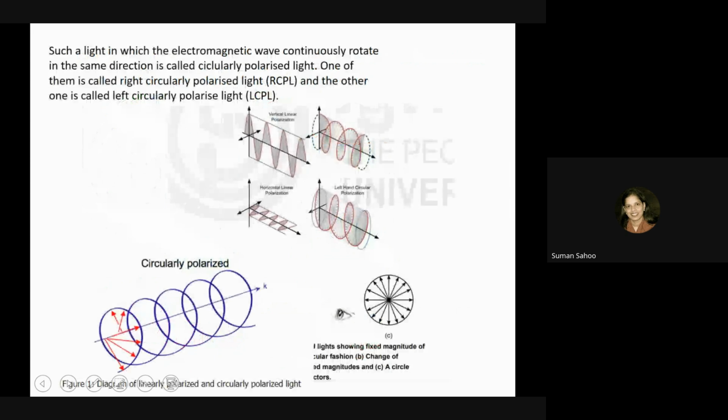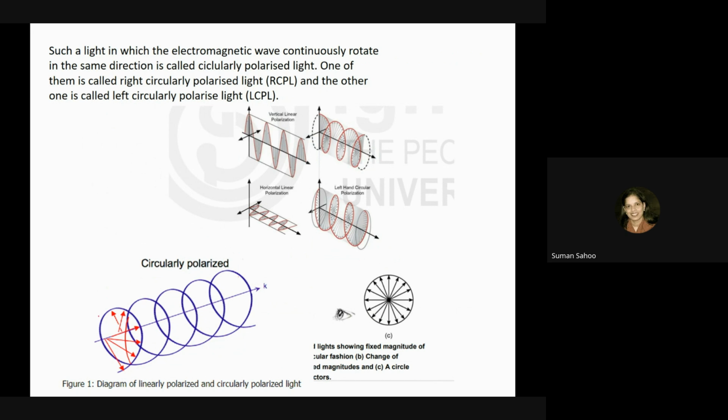So when we have continuous rotation, not only in one direction, it is going to be in different directions. We now have many waves. In that case, it is continuously rotating, which gives rise to circularly polarized light. Circularly polarized light is light in which the electromagnetic wave continuously rotates in the same direction.